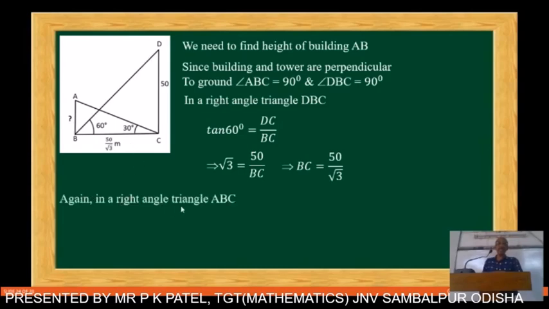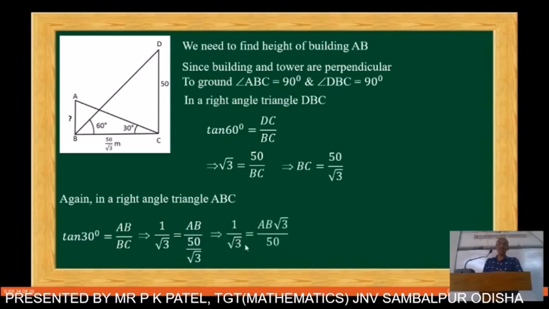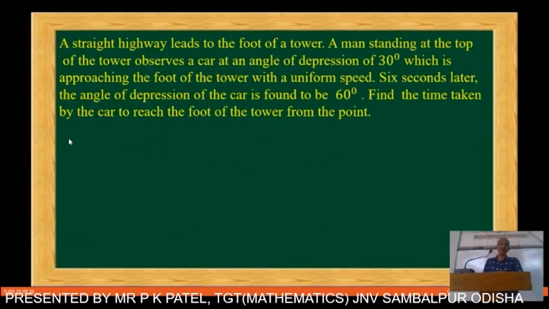Next, again in right triangle ABC, tan 30 equals AB by BC, opposite side by adjacent side, and tan 30 is 1 by root 3. AB is not given, and BC is given as 50 by root 3. So by cross multiplication, 1 by root 3 is AB root 3 by 50. Again by cross multiplication, 3AB equals 50. That means AB equals 50 by 3, that is 16 and 2 by 3 meters. That is the height of the building.